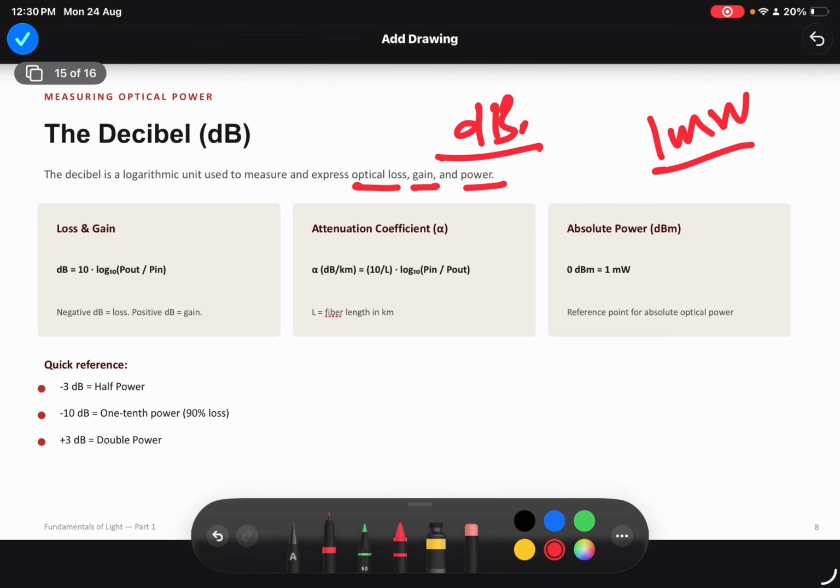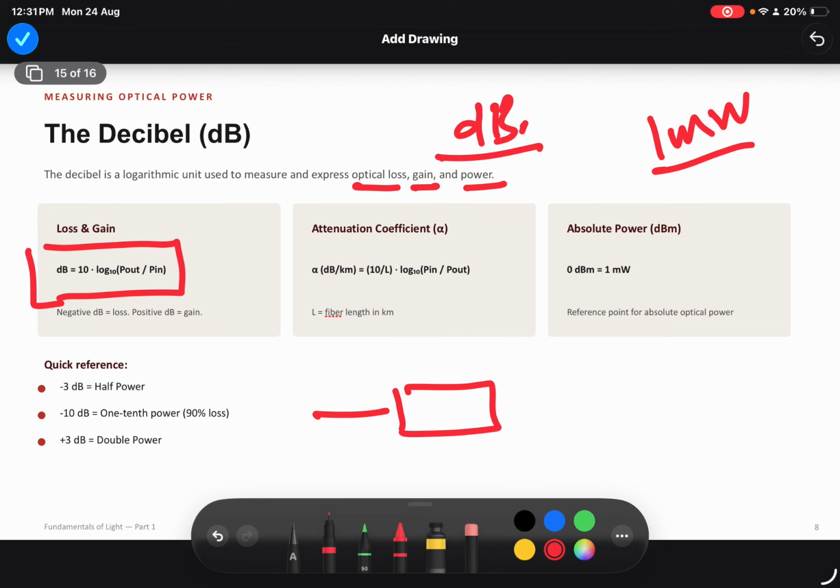Now if you see how a loss or gain is represented, it is on a logarithmic scale. So dB is nothing but 10 times log to the base 10 of P out by P in. Here P in is your input power, and P out is your output power. Let's say any optical power is entering here, that is your P in, and what is coming out of the system is your P out. The log 10 of P out by P in will give you the dB.